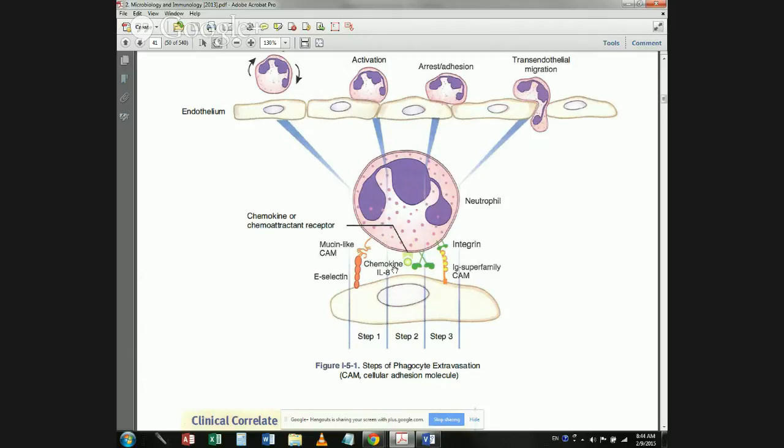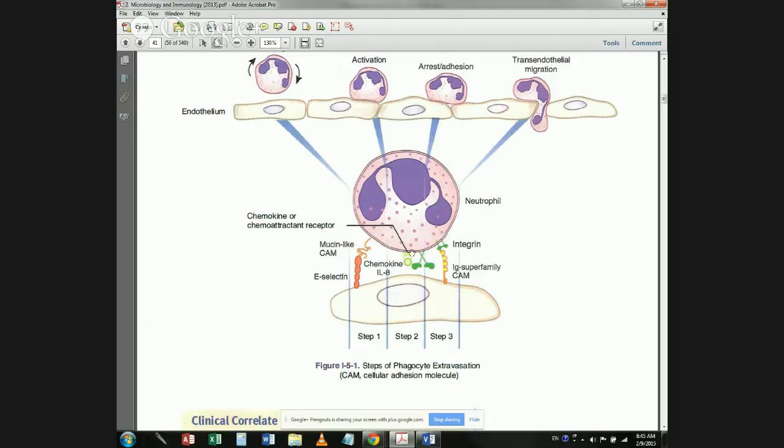Then obviously there's chemokines, and N-formyl peptides, and interleukin 8. They just bind this chemokine or chemoattractant receptor, and that will induce the integrins to change shape. So some signal transduction happens, causing the integrins to change shape, and eventually they bind to Ig superfamily CAM. So this is a different receptor than the mucin-like CAM, and that's important to note. Integrins bind Ig superfamily CAM, and mucin-like CAMs bind to E-selectin. Don't confuse them. This Ig superfamily CAM is on the endothelium, and the mucin-like CAM is on the neutrophil.